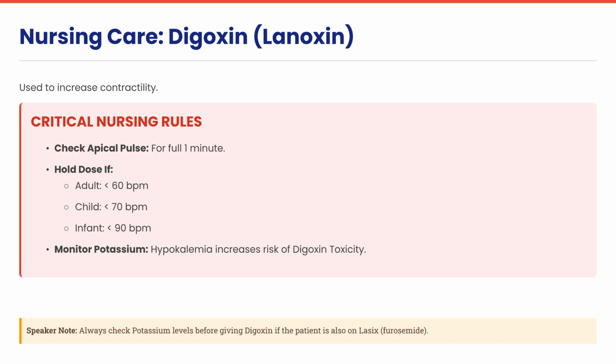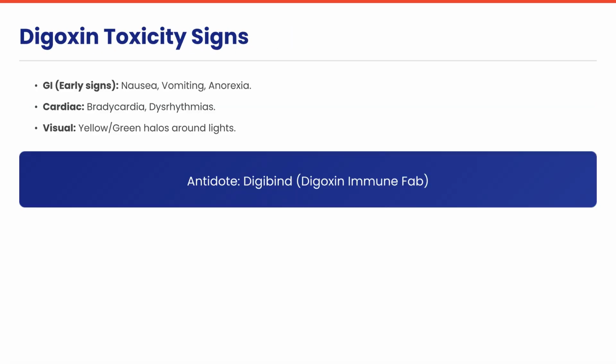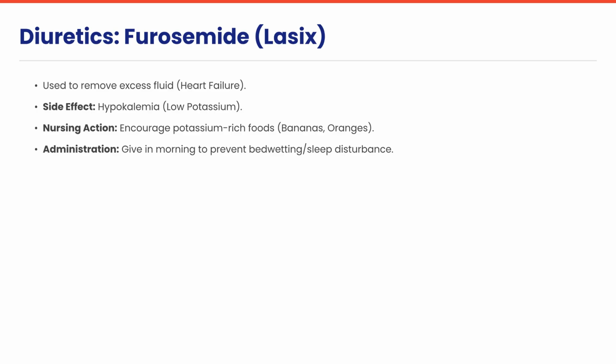Digoxin is used to increase contractility. Crucial nursing rules include checking the apical pulse for a full minute and monitoring potassium levels, as hypokalemia increases toxicity risk. Early signs of digoxin toxicity are GI symptoms like nausea and vomiting. Cardiac signs include bradycardia and dysrhythmias. The antidote is Digibind, or digoxin immune fab.